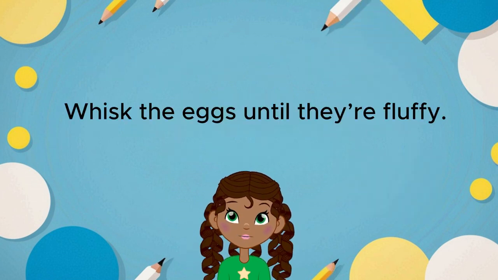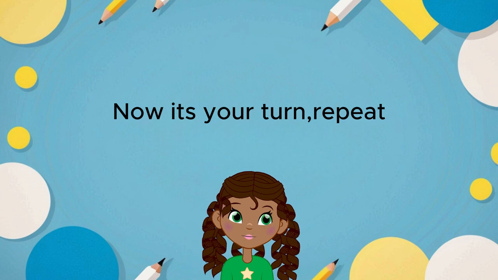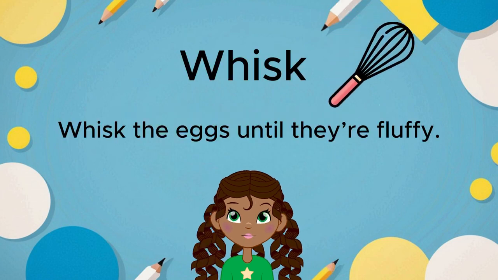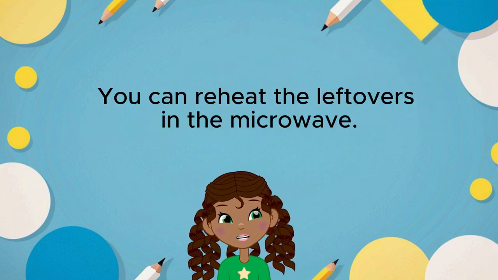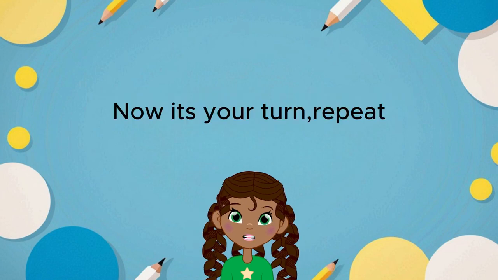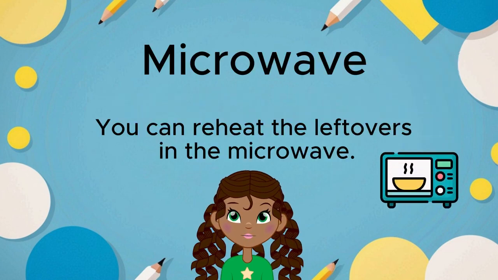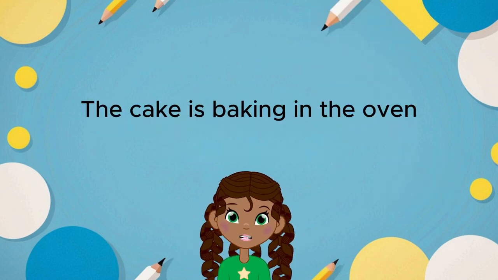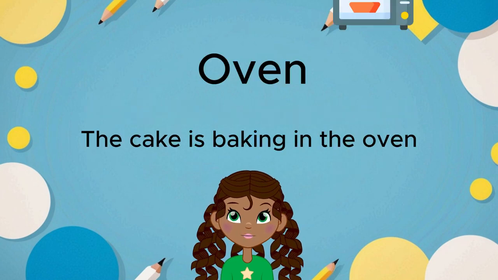Whisk. Whisk the eggs until they're fluffy. Now it's your turn, repeat. Microwave. You can reheat the leftovers in the microwave. Now it's your turn, repeat. Oven. The cake is baking in the oven. Now it's your turn, repeat.